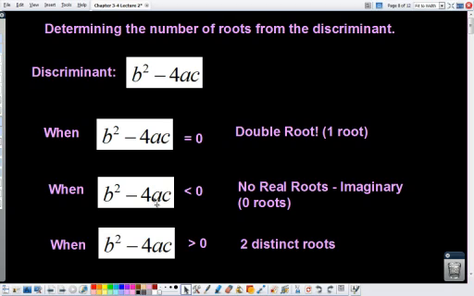When b squared minus 4ac is less than 0, it means that there are no real roots because the roots are imaginary, which means that the graph does not touch the x-axis at all. So we would say there's 0 real roots. Okay? And when b squared minus 4ac is a number greater than 0, there are two distinct roots. That means the parabola passes through the x-axis twice.